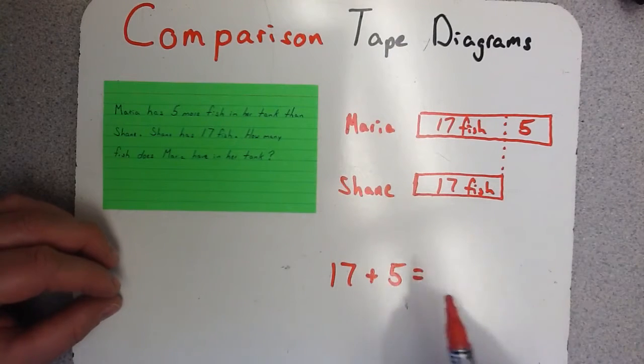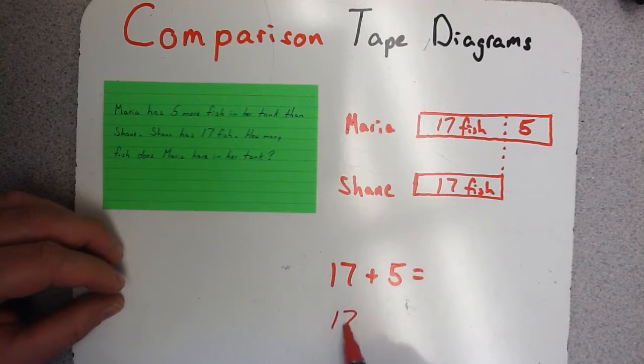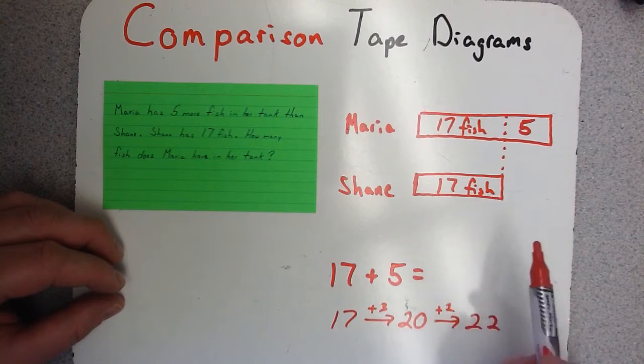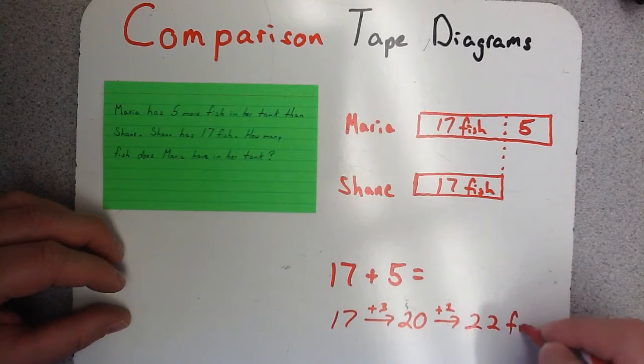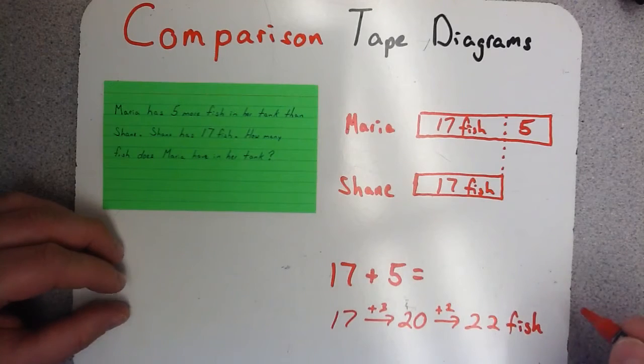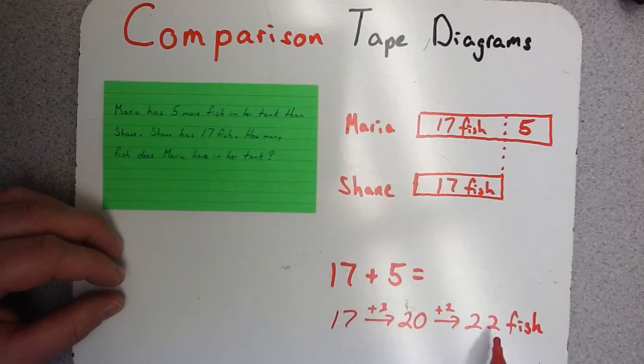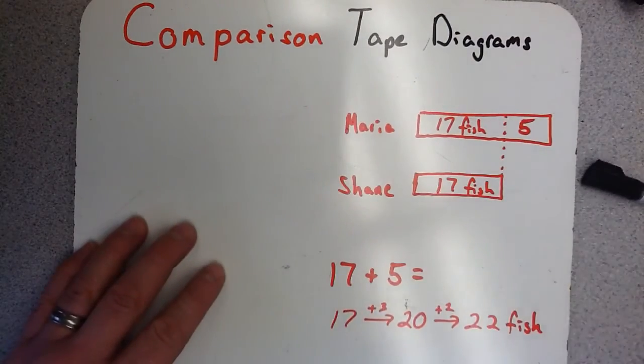Okay. Again, I'll just solve this using arrow method. So 17 plus 3 is 20 plus 2 is 22. So 22 fish. Okay. So how many fish does Maria have in her tank? Maria has 22 fish in her tank. So let's look at a slightly more difficult one.